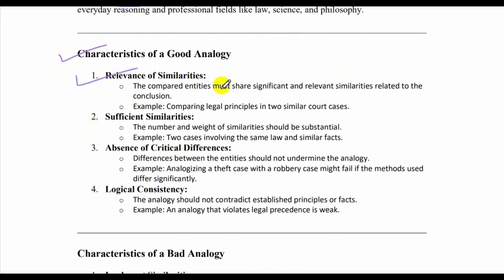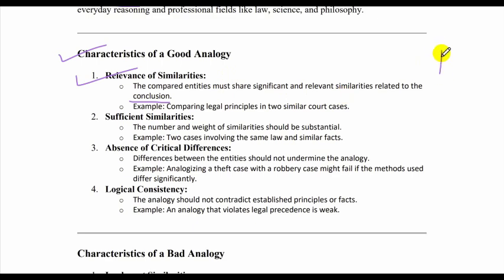First, relevance of similarity. One of the key features of an analogy is that the observations should be of a similar kind. The compared entities or situations must share significant and relevant similarities related to the conclusion. So, whatever conclusion we are drawing from these premises, based on circumstantial evidence or certain observations, they have to have some kind of similarity between them.